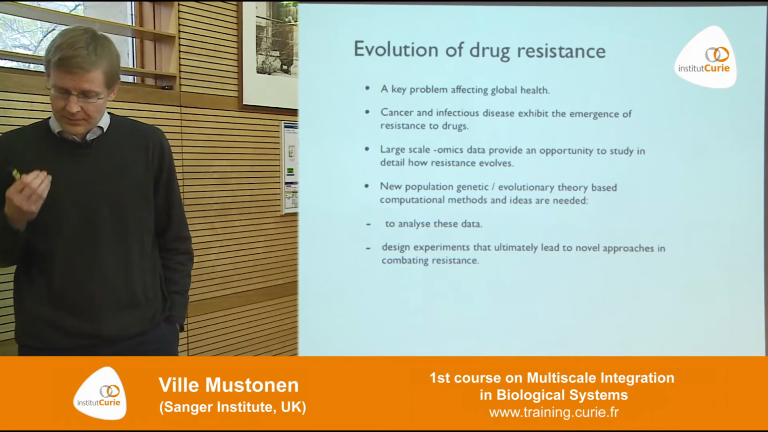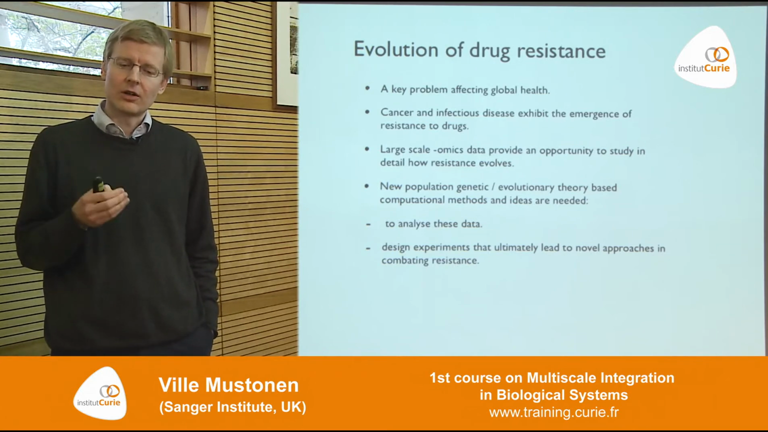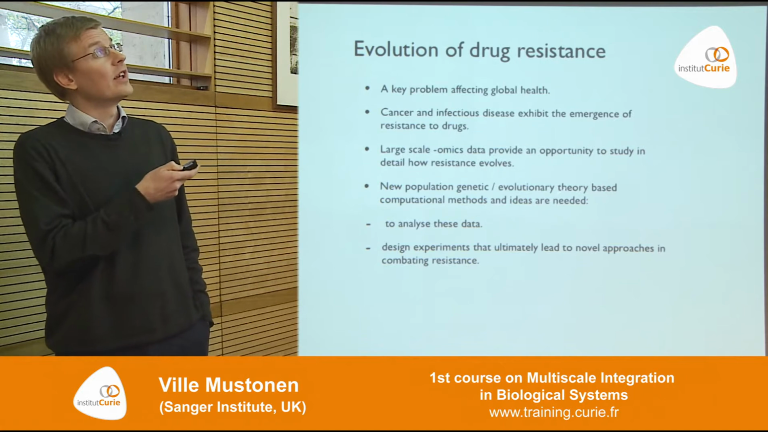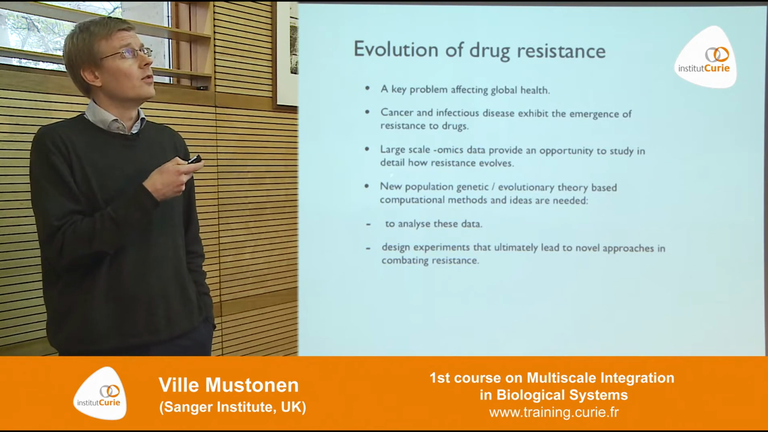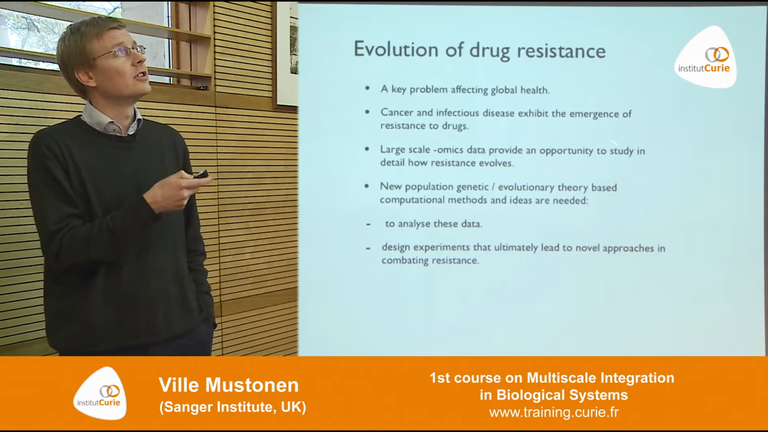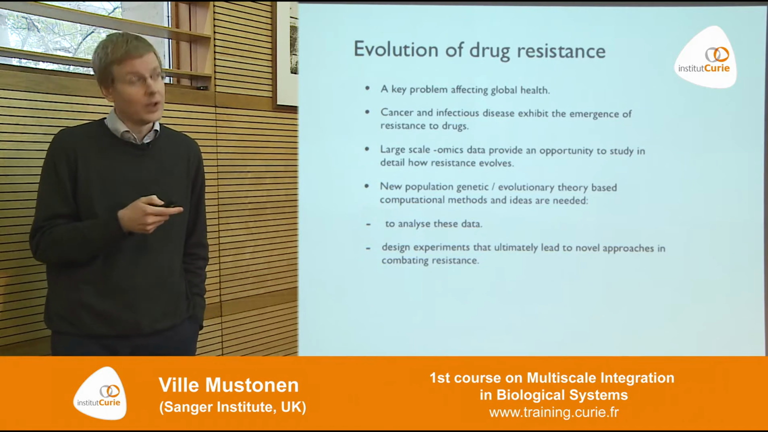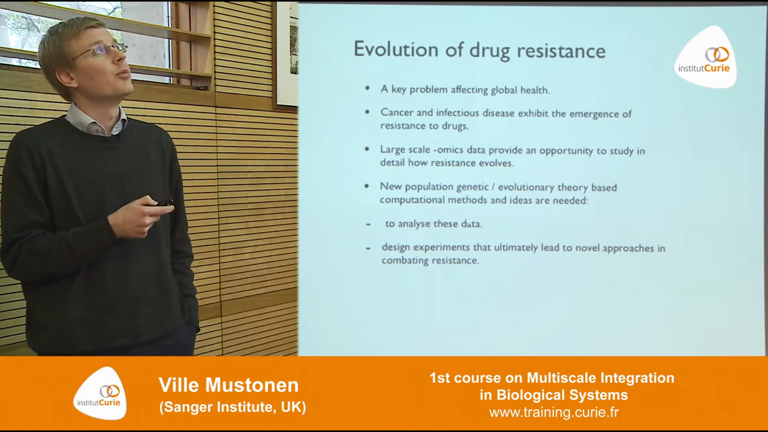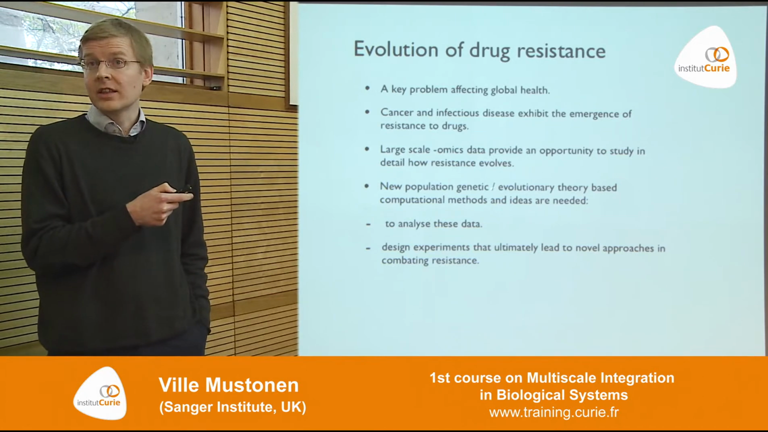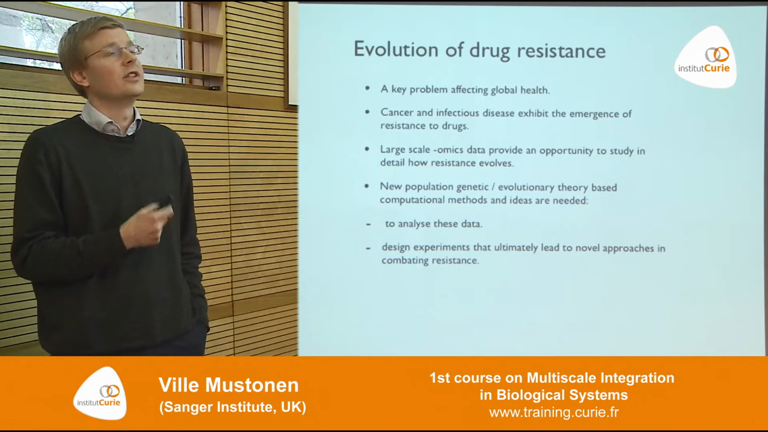At this time point, we have really powerful technologies to try to understand in detail how resistance comes about. And with these technologies, there's many omics platform data, sequence data, and genomics data. So for this huge problem, we now have really nice tools to have a look. But this data alone will not help us to understand this problem. We do need new population genetic and evolutionary theory-based ideas and computational methods to analyze the data and to essentially design new experiments that lead to novel approaches in combating resistance.